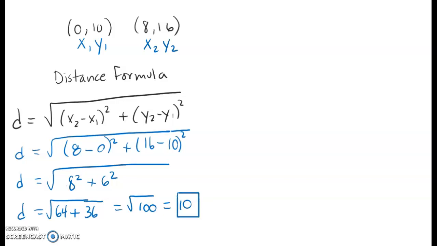Now, you may say to me, well, if I take the square root, I could get a positive root or a negative root. But when you're talking about distance, you're talking about a measurable length, and you can't measure in negative. So it's only the positive root that we're interested in.